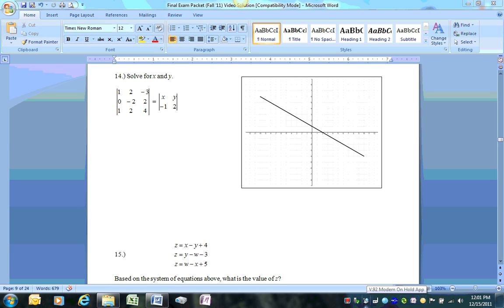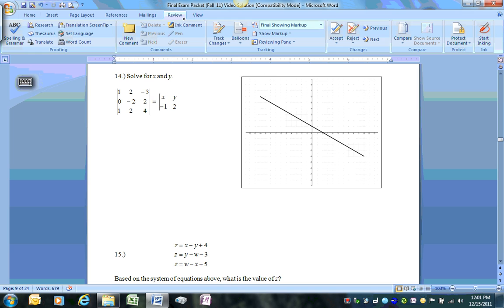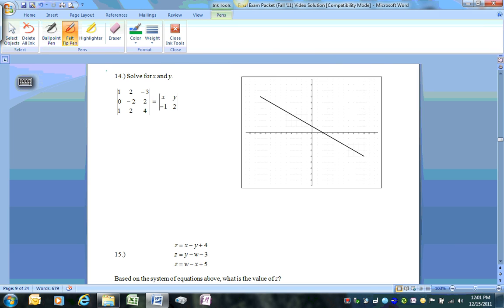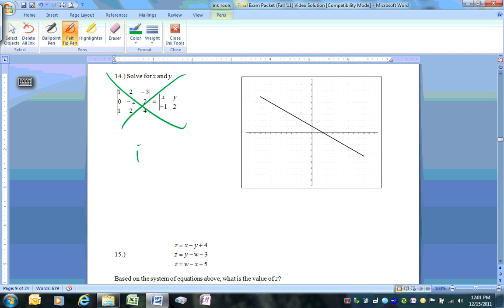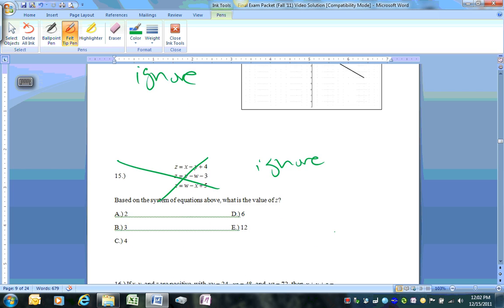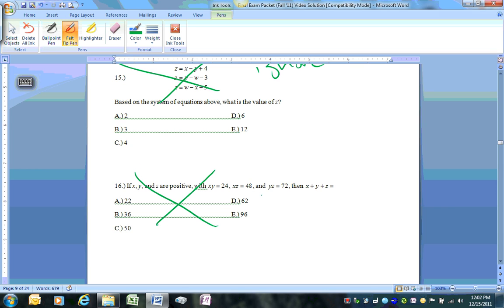Okay, so here's now the third installment of the final exam packet. As I mentioned in class, I think earlier this week or last week, ignore number 14. Nothing like that will be on the final. Ignore number 15. Nothing like that will be on the final. And ignore number 16. Nothing like that will be on the final.